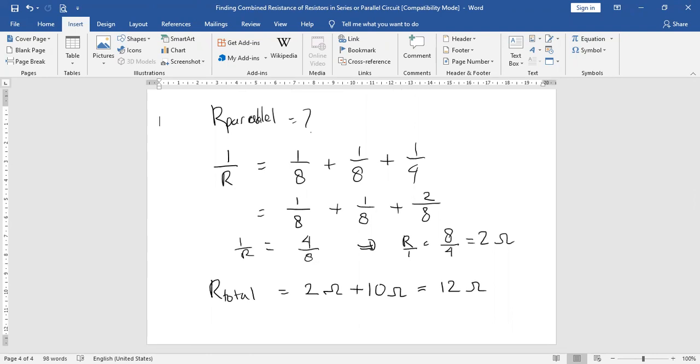I think that's all that I can share about finding the combined resistance of resistors. I hope this can be useful for you.